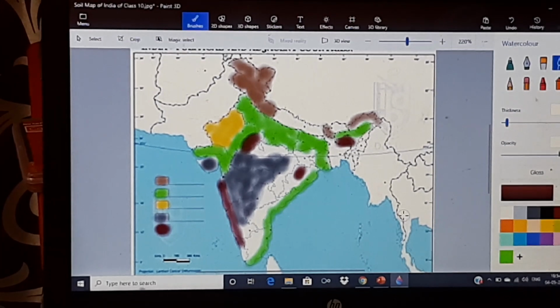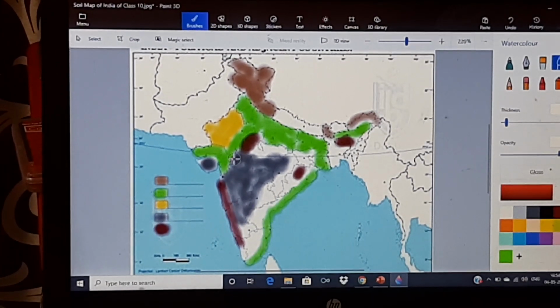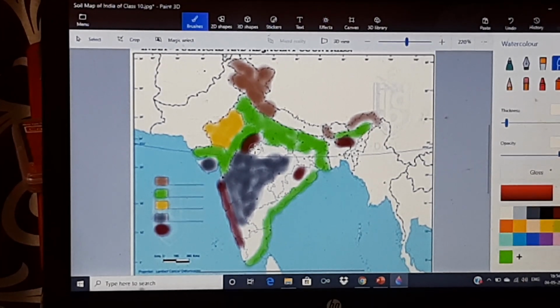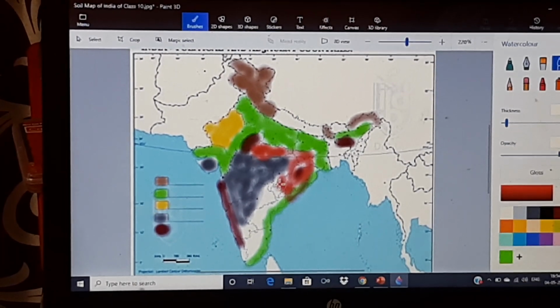Now the last type of soil that is left out is the red soil. Now the leftover areas that are there in the part of Madhya Pradesh, entirely the left out part where we are having this, sorry, it moved to this part, it's my mistake, don't make this mistake.